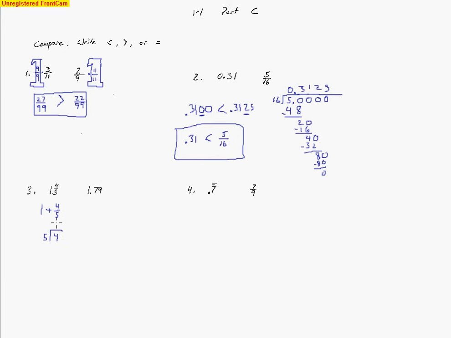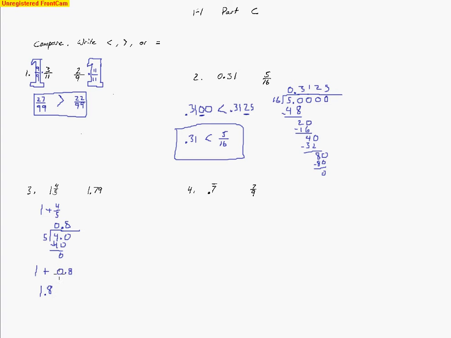So 5 goes into 4 0 times. I add the decimal point. 5 goes into 40 8 times. And that makes 40 exactly, and that terminates. So that tells me that 1 and 4/5 is the same as 1 and 8/10. Well, 1 and 8/10 is the same thing as writing 1.8.